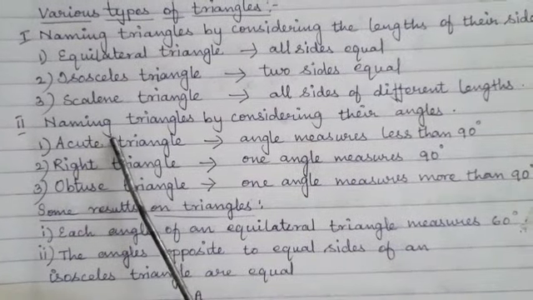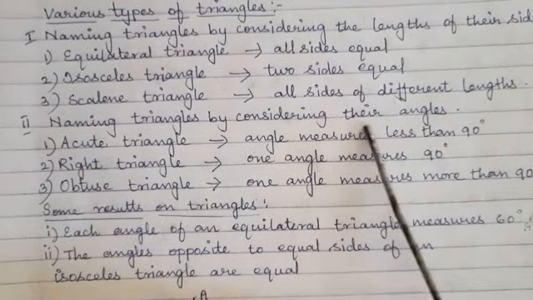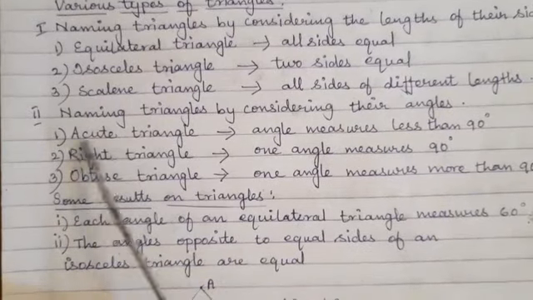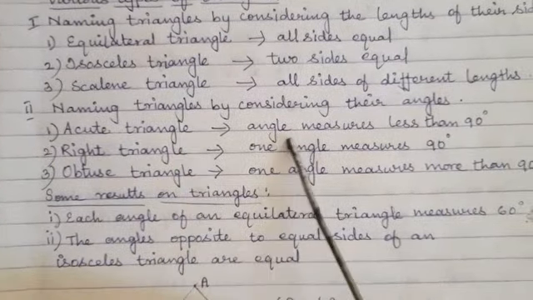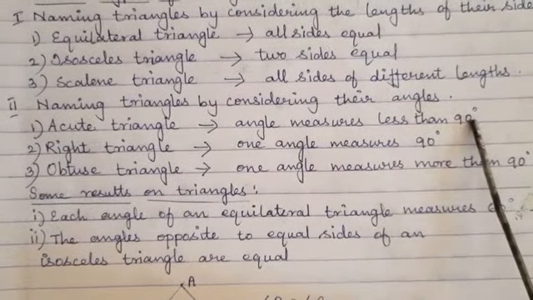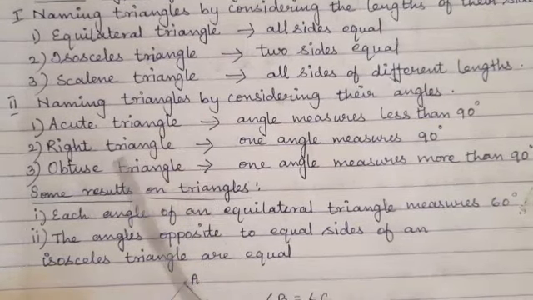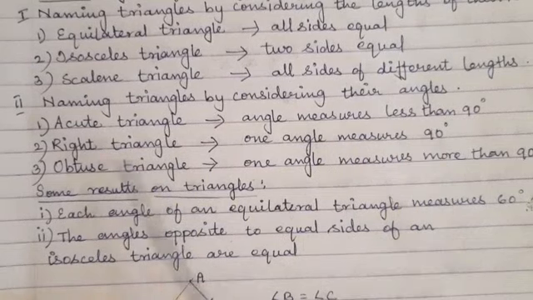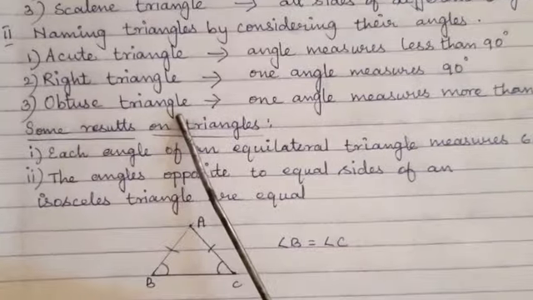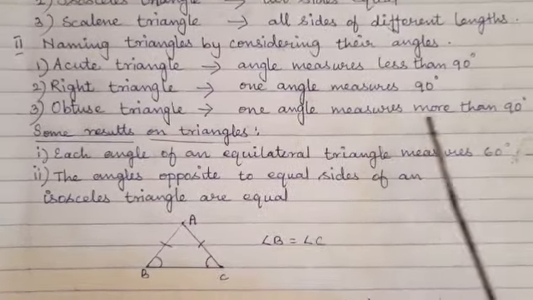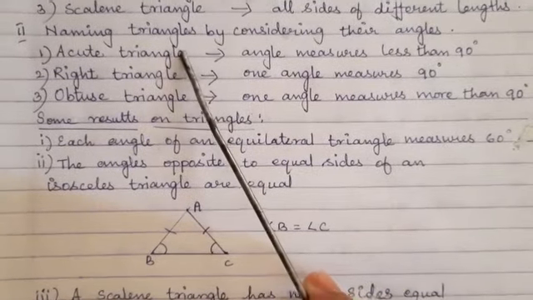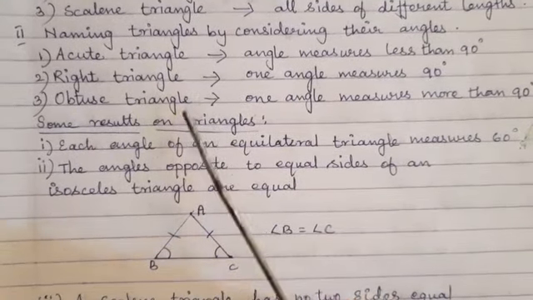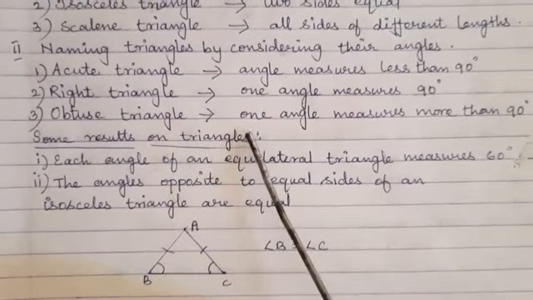Number 2, naming triangles by considering their angles. Number 1, acute triangle: all angle measures are less than 90 degrees. Right triangle: one angle measures 90 degrees. Obtuse triangle: one angle measures more than 90 degrees. So all these 3 triangles, we can classify based on the angles.